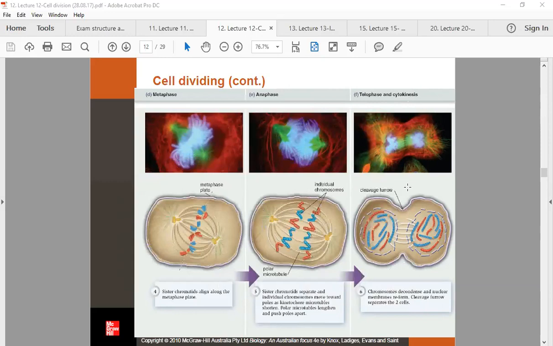All right, so important events: the nuclear membranes reform, and you could say that the cleavage furrows appear, and you could also say that the chromosomes start to decondense so that they'll no longer be visible. All right, terrific.